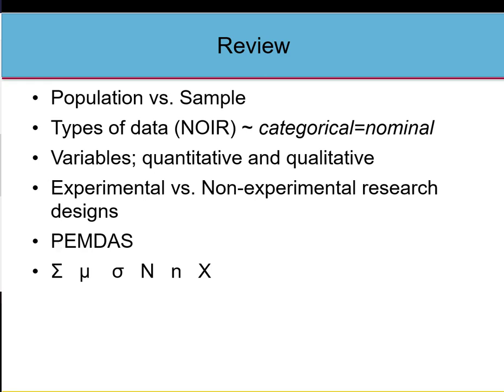We talked about population versus sample. So the population is the broad group to which you want to generalize your findings back to, and your sample is the group that you did your experiment with, or you sent your survey to, or whatever. The smaller group that's going to represent the broader population.